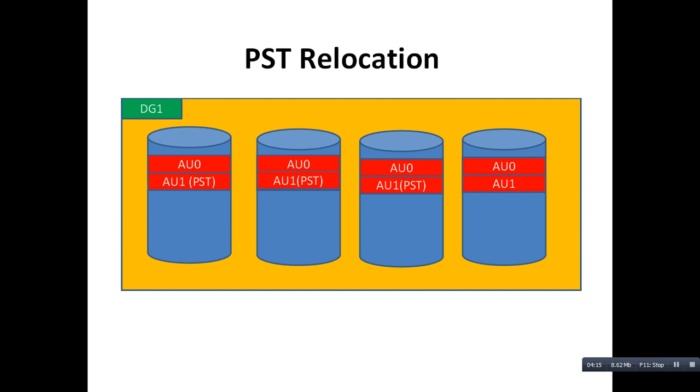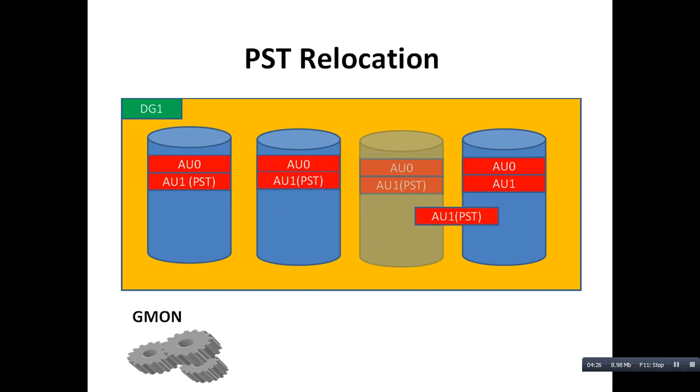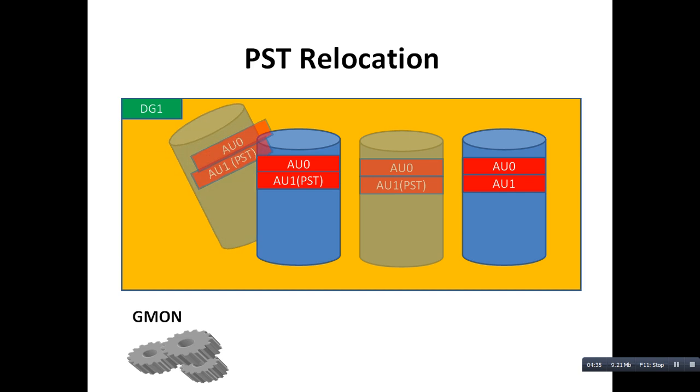And the third case: if a disk goes offline and the disk was already having this PST information, then the GMON process comes into the picture and copies the PST information from the available disk to the disk which was not having this information before. And in the other case, if you are dropping a disk from the disk group gracefully, then the PST information from that disk or from any other available disk is copied to the disk where this information did not exist before.